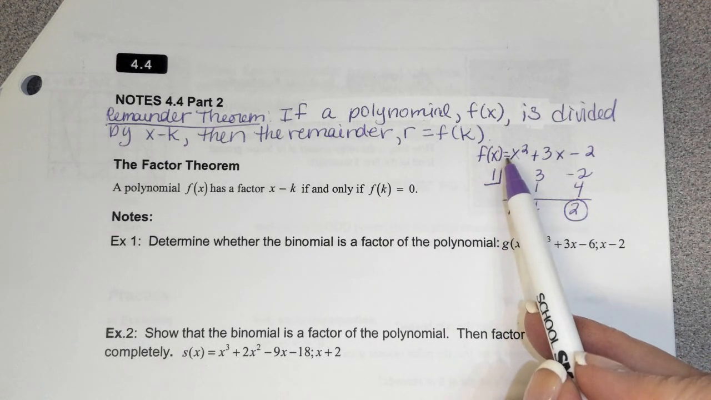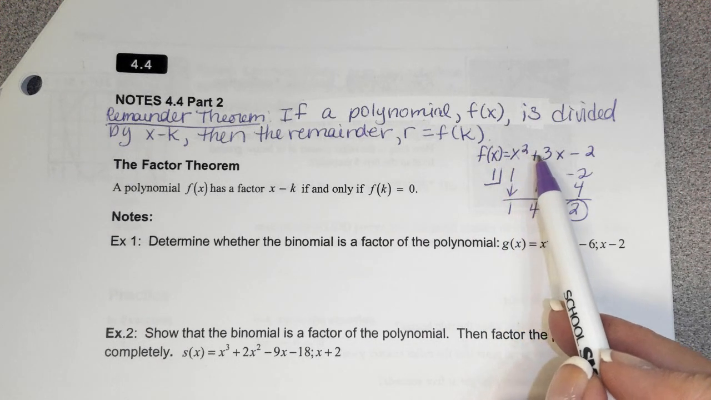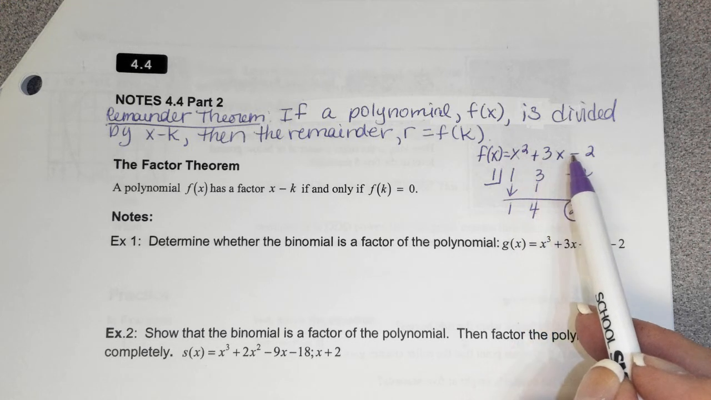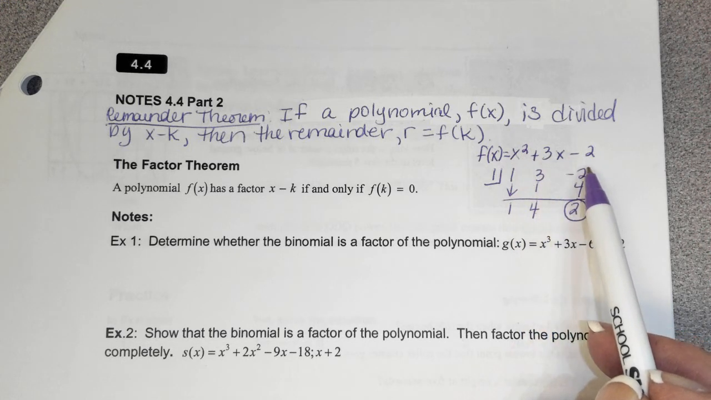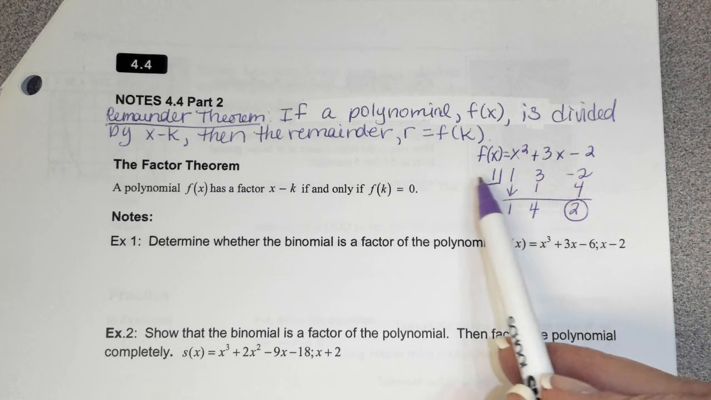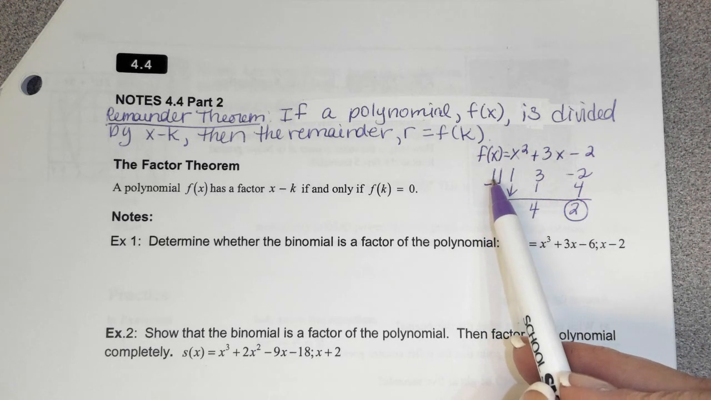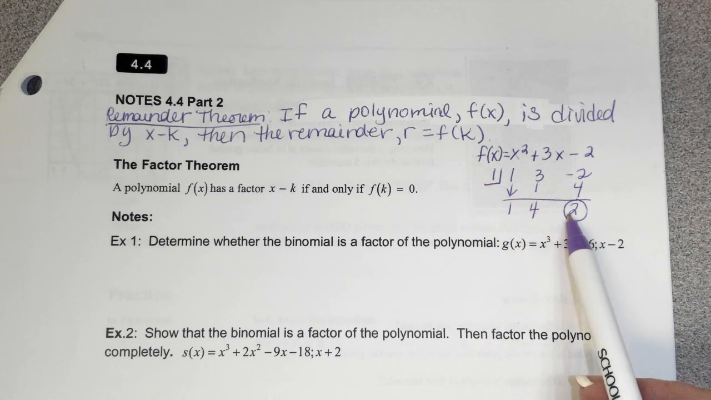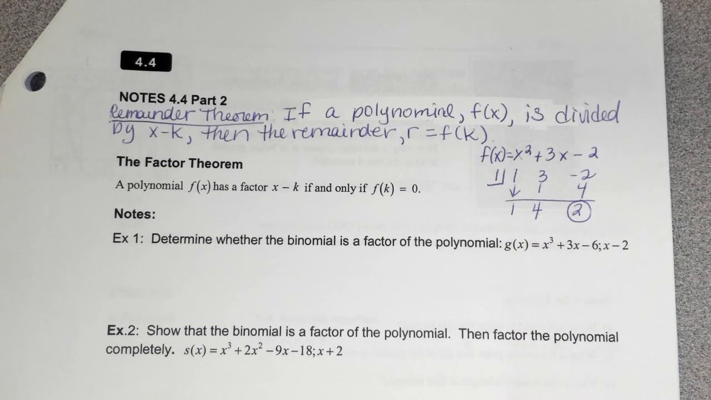Let's see if that's true. What is 1 squared plus 3, 4, minus 2? That is 2. So see how that works? So when I do synthetic division with the number 1, this right here is going to tell me what that y value would be if I were to plug in 1.